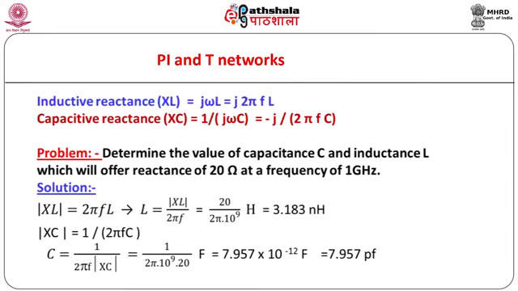These formulae are useful for designing electrical networks. Have a look at the calculations involved in the solution of the problem mentioned here. The problem reads like this: determine the value of capacitance C and inductance L, which will offer reactance of 20 ohm at a frequency of 1 gigahertz. The solution is as shown.